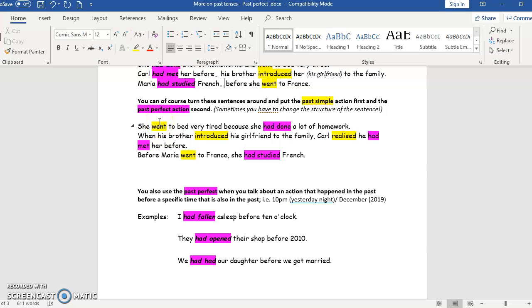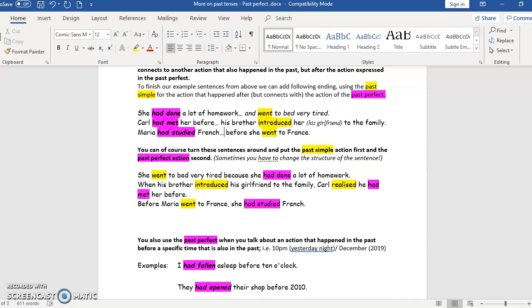Now, you can of course turn those sentences around and put the past simple action before the past perfect action. You don't always have to have the past perfect at the beginning and the past simple at the end. Sometimes you have to tweak the sentence a little bit though when you turn them around. You have to change the structure, or you maybe have to put in a word to help connect the two parts of the sentence. So let's have a look at the first one. She went to bed very tired because she had done a lot of homework.